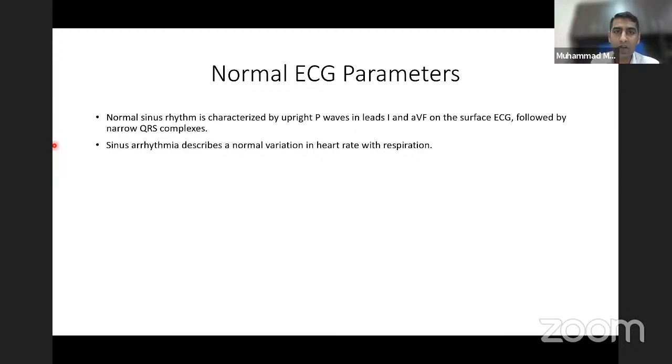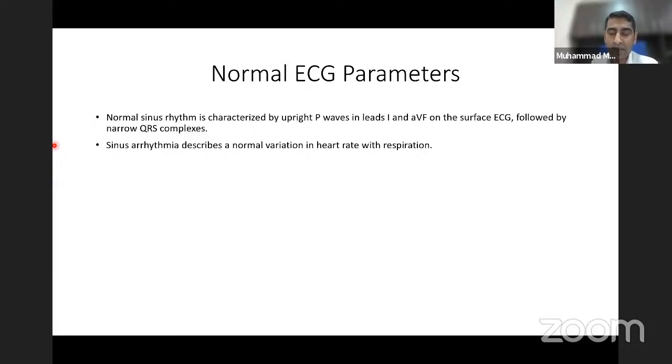So what is a normal ECG? Normal sinus rhythm: we say a lot of the time that whenever we see P waves on an ECG that are followed by a QRS, or a QRS preceded by a P wave, it's a sinus rhythm. But for saying sinus rhythm, that means the atrial depolarization is starting from the sinus node. The P wave should be upright in lead 1 and aVF.